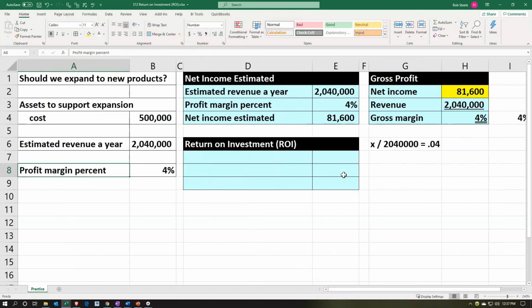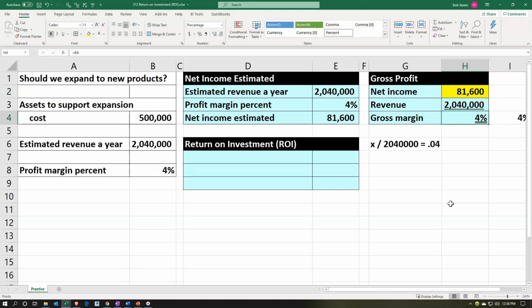So this will actually be a kind of a common way that you might see this once you start working with the profit margin. We're going to say 4% profit margin. So if we start at the top line number, revenue, multiplied times the profit margin, we get to the bottom line, the net income, which is basically what we're getting after a year's worth of time from the investment that we put in for the new product, which was the $500,000. So we kind of reversed, and then the gross profit calculation, if we were to find the gross profit percent, would be the 81,006 divided by the 2,040,000.